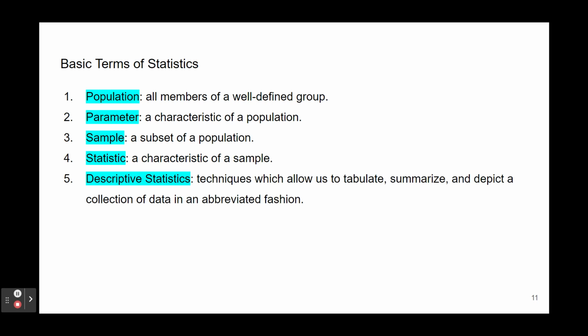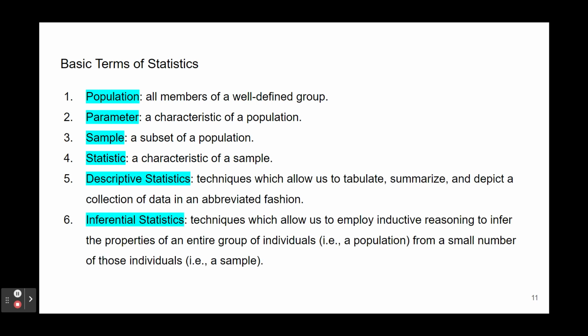Descriptive statistics. There are two different types of statistics. We will talk about this one separately later. But descriptive statistics is what? You're using statistics to describe and summarize that data.